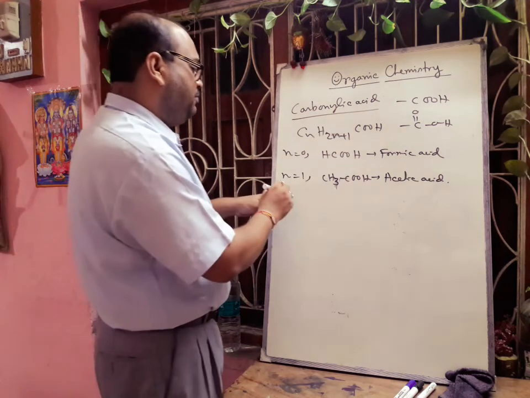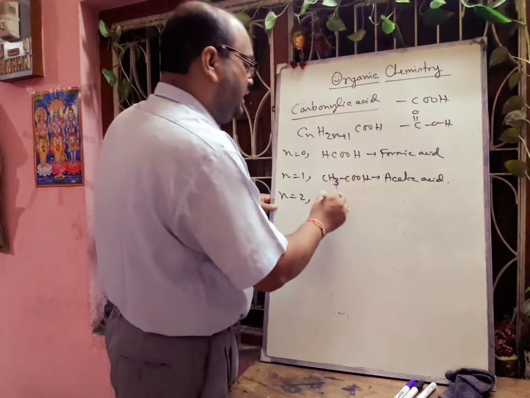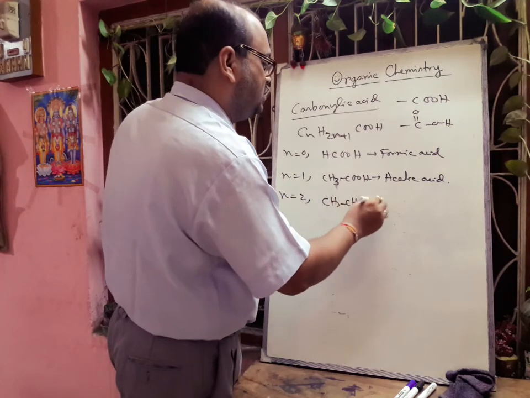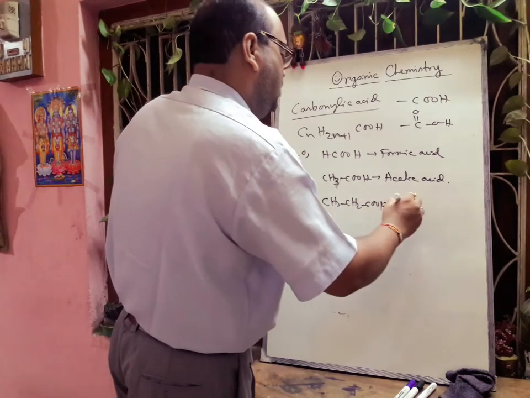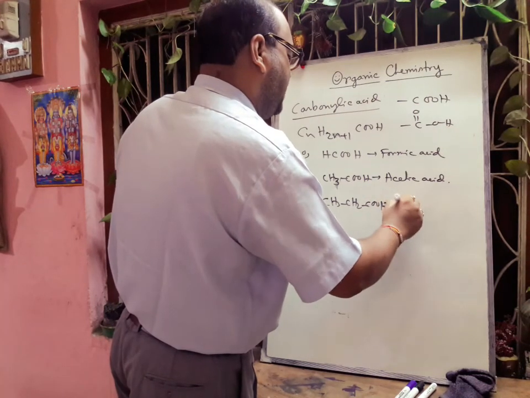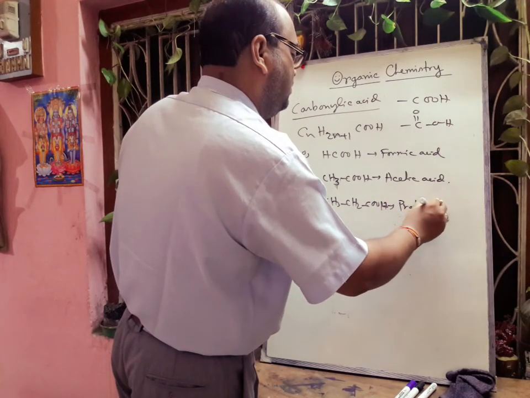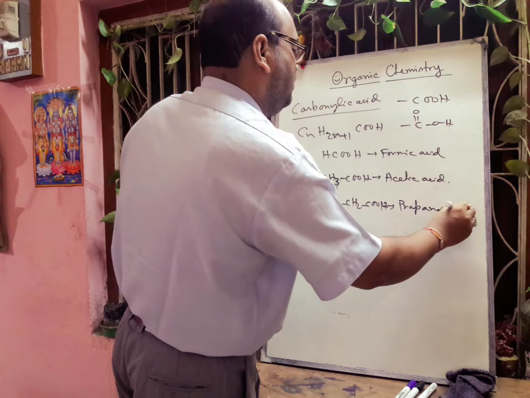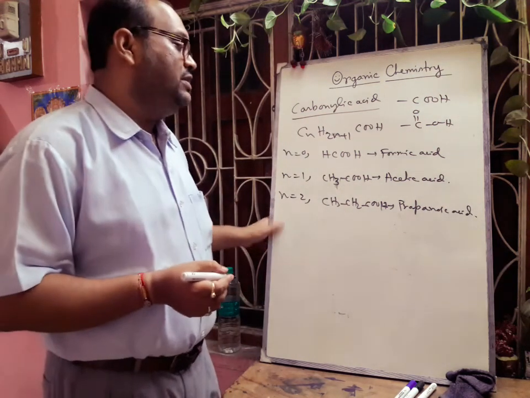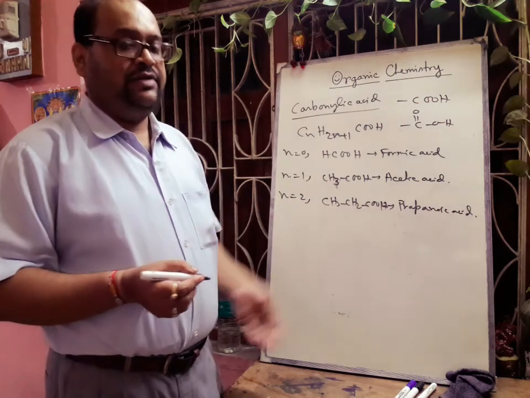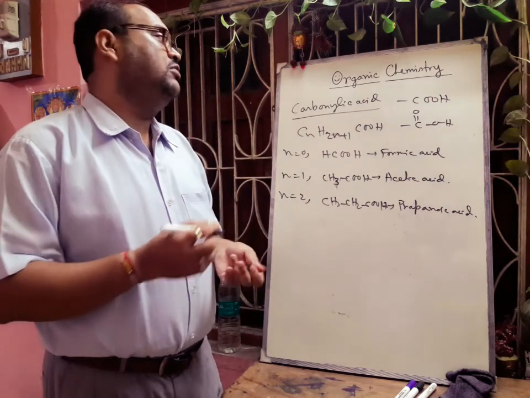When we put n is equal to 2, then we will get CH3CH2COOH, and this one is called propanoic acid. And when we put n is equal to 3, then we will get butanoic acid, then pentanoic acid, hexanoic acid. In this way it will go.